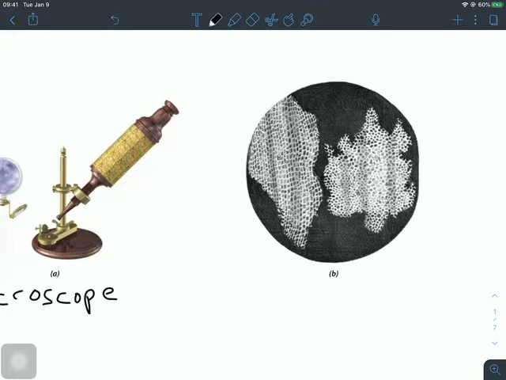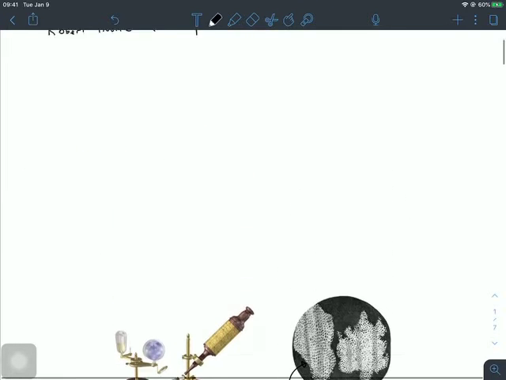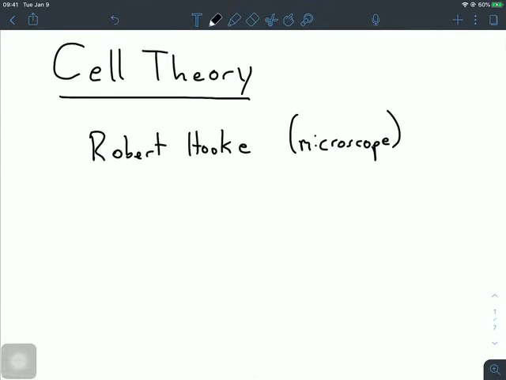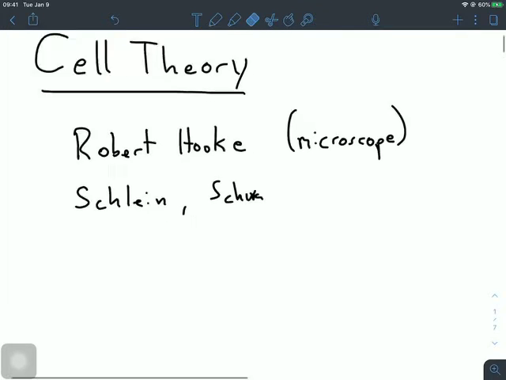Now, from his observations under the microscope, he observed that all plants are made of tiny little squares, and he called these squares cells. Now, it would be a while before Hooke's tool of the microscope was applied to a wide variety of different organisms. After Hooke, and about 100 years later, two scientists by the name of Schleiden and Schwann, that's Schwann.